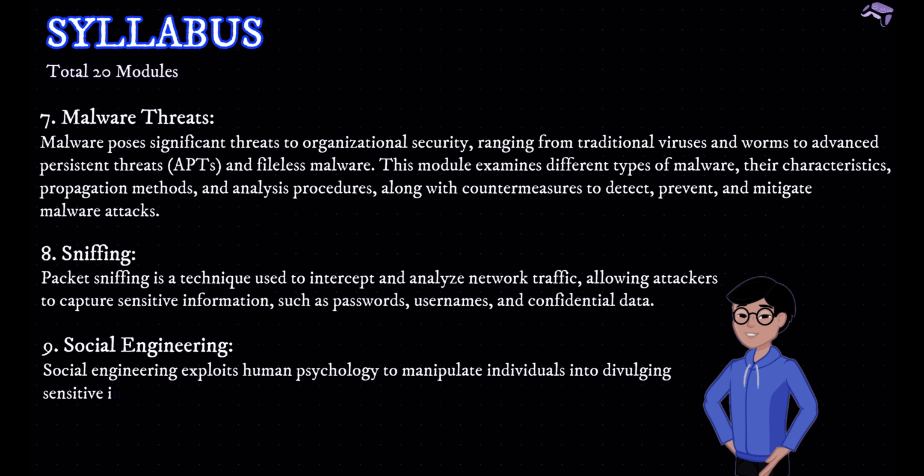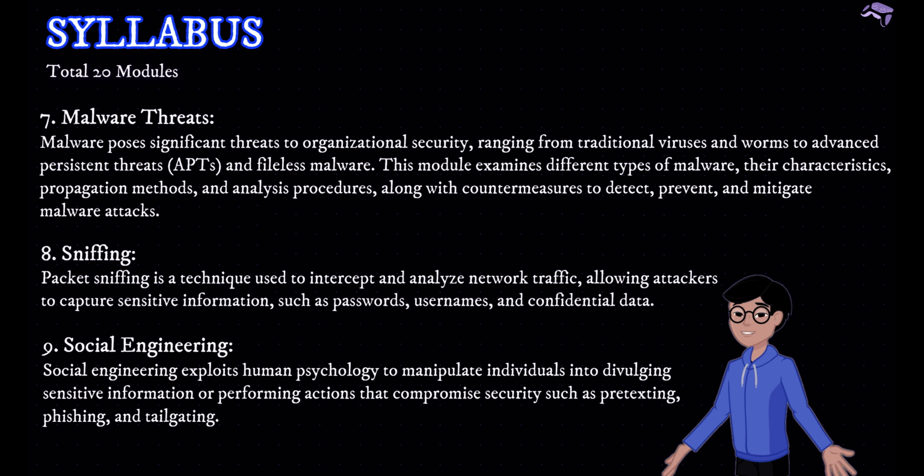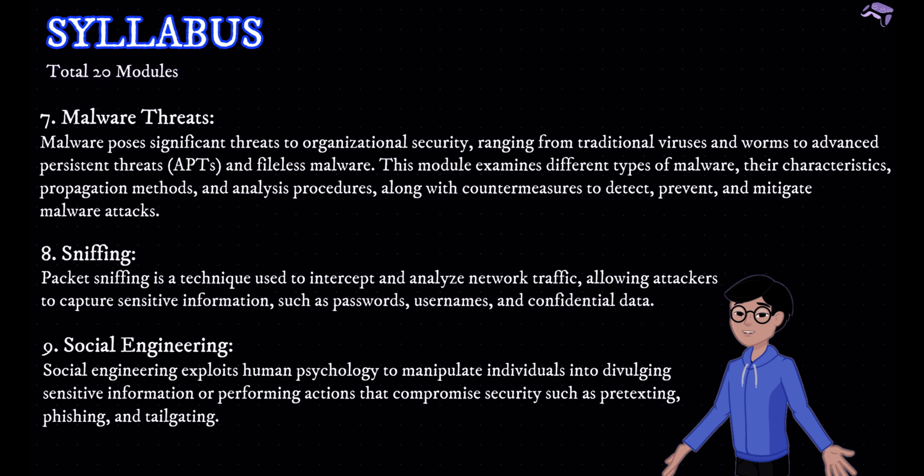So, social engineering exploits human psychology to manipulate individuals into divulging sensitive information or performing actions that compromise security. This module covers social engineering concepts, including pretexting, phishing, and tailgating, as well as techniques to identify and mitigate social engineering attacks through user awareness training and security policies. For example, it is like pretending to be someone you're not to gain access to a restricted area. By manipulating people's trust or emotions, you persuade them to disclose confidential information or perform actions that compromise security.